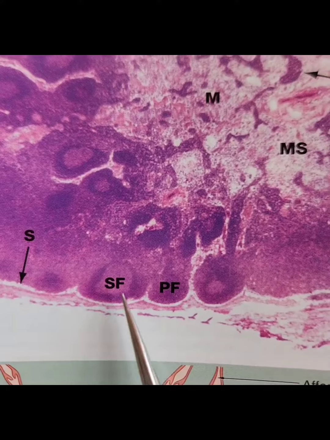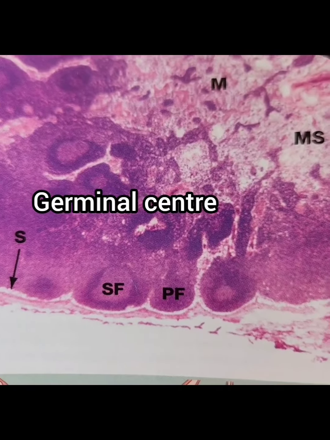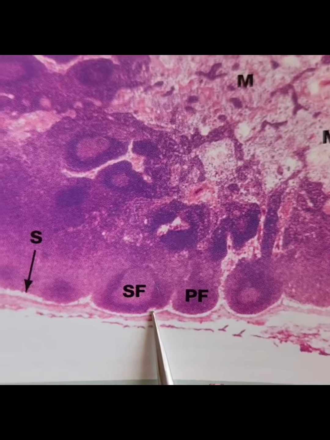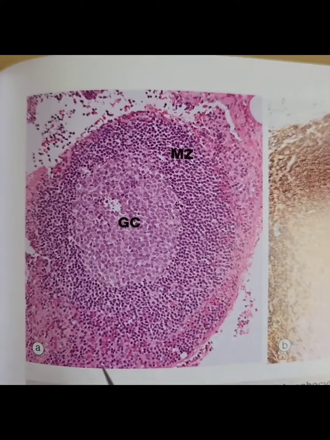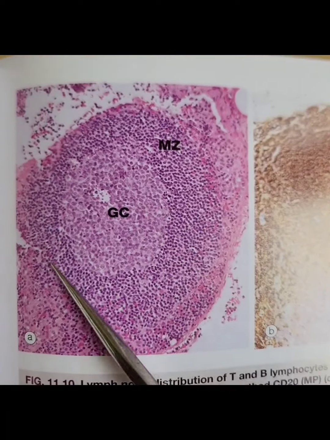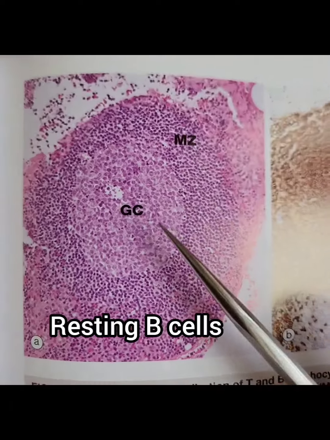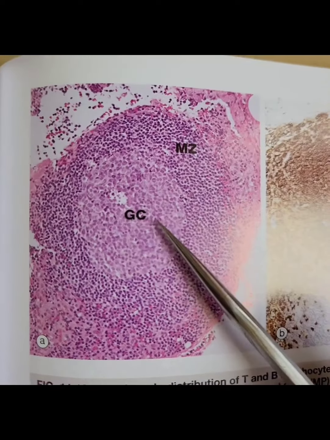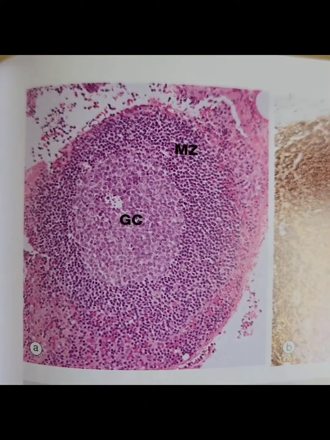Secondary follicle has a pale center. This is called the germinal center. This happens after antigenic stimulation. This is called an activated lymphatic nodule. Secondary follicle has a pale central zone, that is the germinal center, and a darker peripheral zone, that is the mantle zone. In the mantle zone, resting B cells are there. In the germinal center, clonal differentiation is happening. B cells are dividing, so they have pale staining.